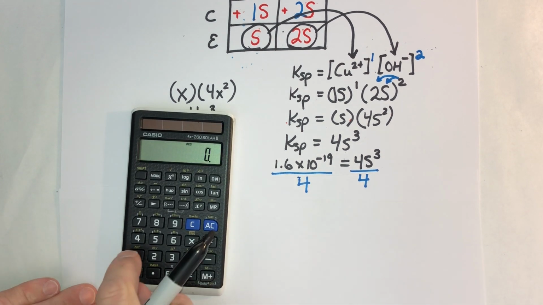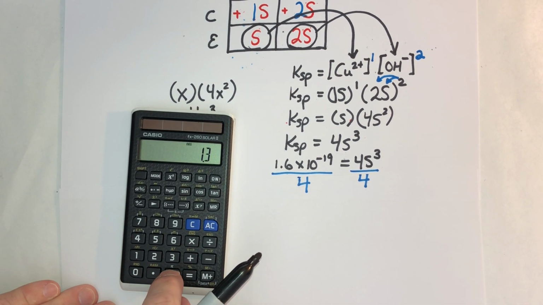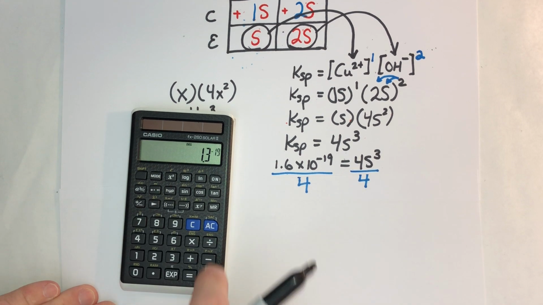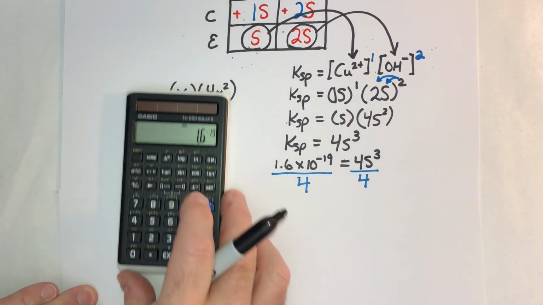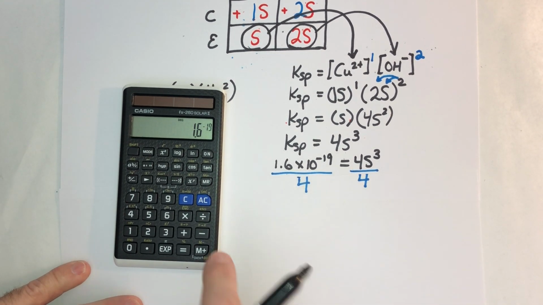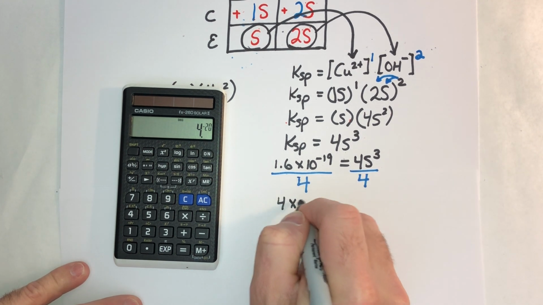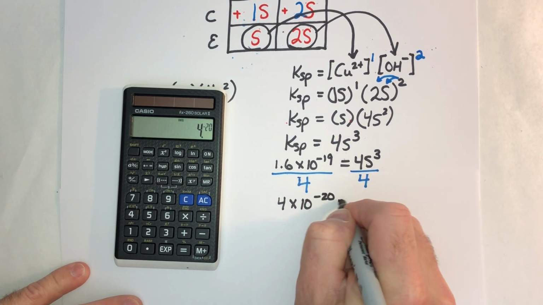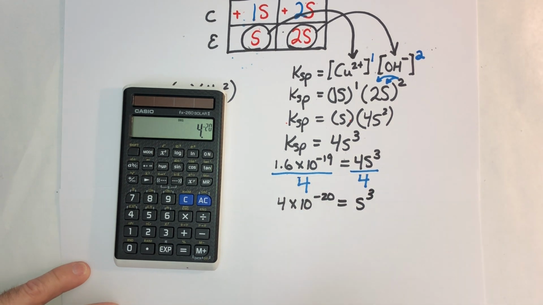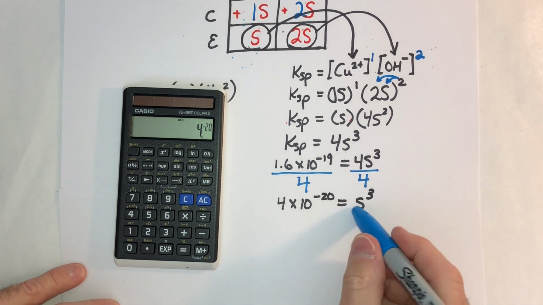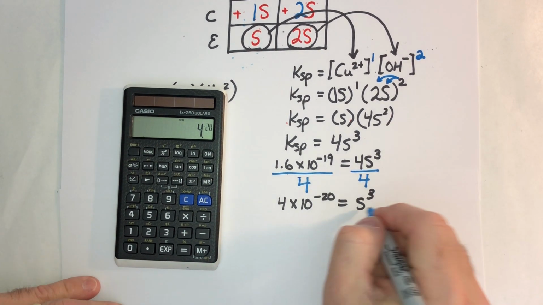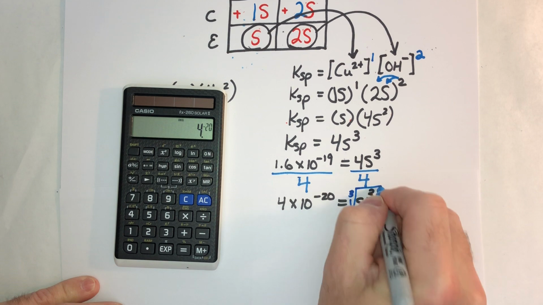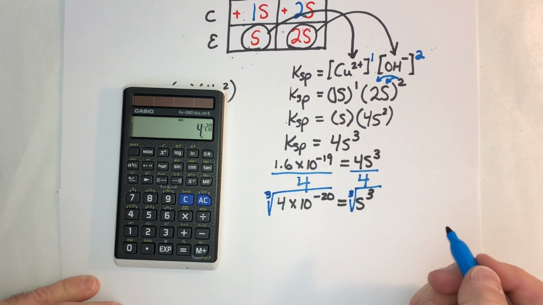So if I have 1.6 times 10 to the negative 19, make sure we type it into our calculator correctly. If I divide that by 4, I get 4 times 10 to the minus 20 equals s cubed. Now, the last time when you had an s squared, the opposite of squared was square root. The opposite of a cube is a cube root. So you have to do a cube root.